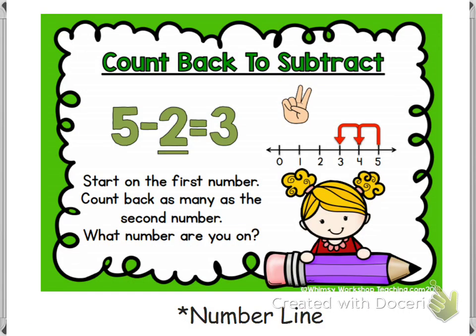And then our last strategy is to count back to subtract. So it's 5 minus 2 equals 3, where you start with the first number, which is 5. And then you count back as many as the second number, which is 2. So 1, 2. And then you have to see what number you landed on, which is 3. And that is the answer.